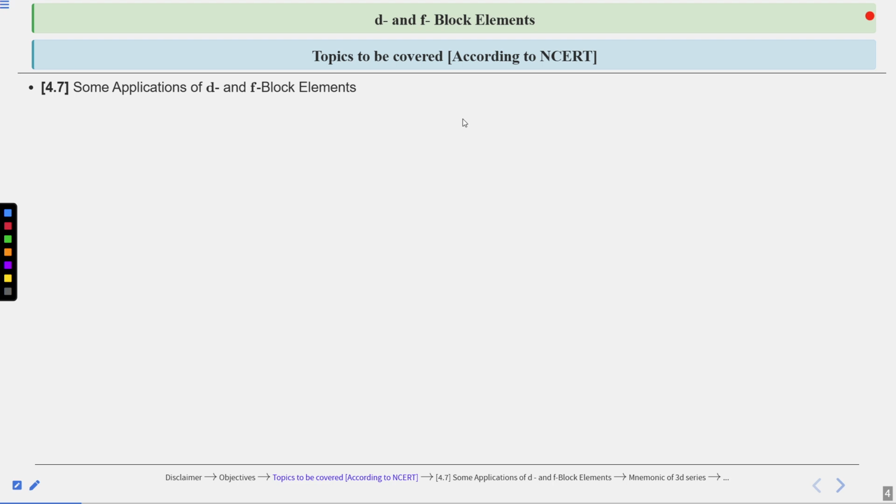The topics that we are going to cover today according to the NCERT are: the first is section 4.7, some applications of D and F block elements, and then we will continue to practice some exercise questions from our NCERT textbook, which are marked as 4.1, 4.7, 4.15 and 4.31.